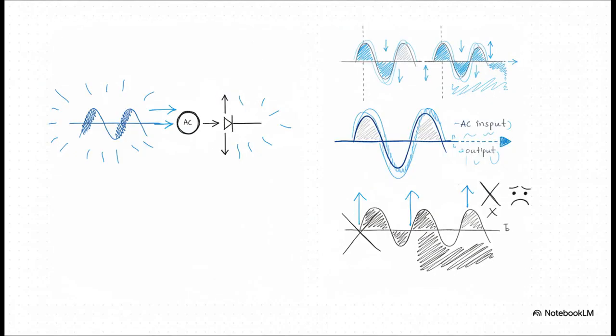So let's look at the before and after. We start with our full AC wave, right? The output shows the diode did its job. It completely chopped off that negative half. So great. We've turned AC into what we call pulsating DC. It's not smooth yet, but at least it's only going in one direction.